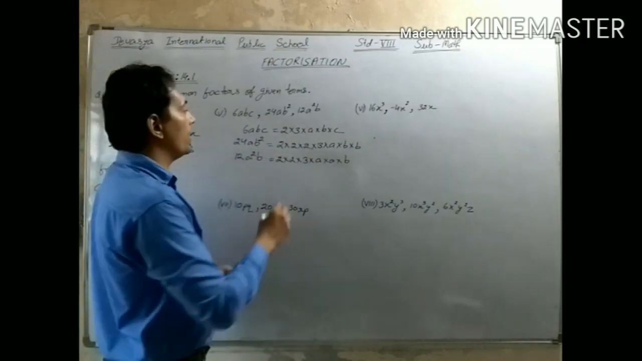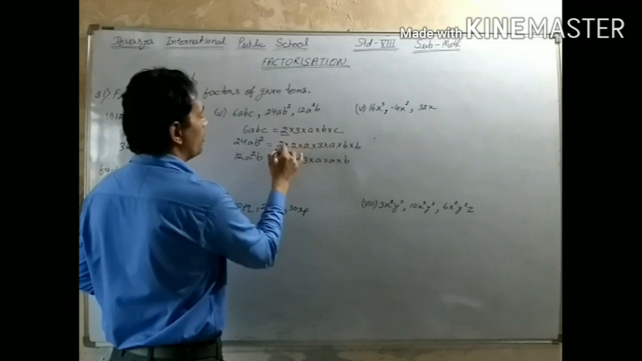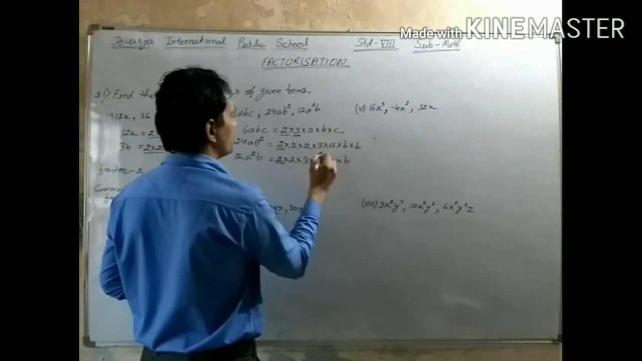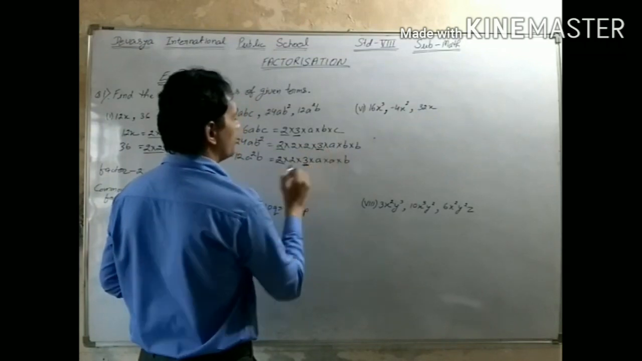Now let's just look at it. There is a number 2 which is common to all the three different terms. Again we have a number 3 here which is again common to all the three different terms, right?